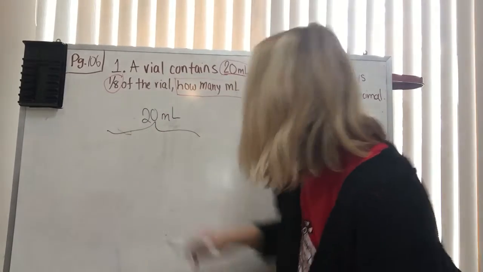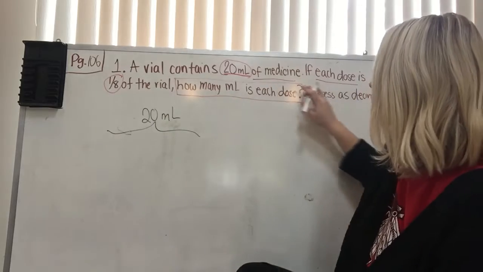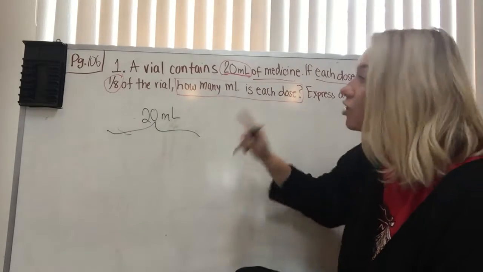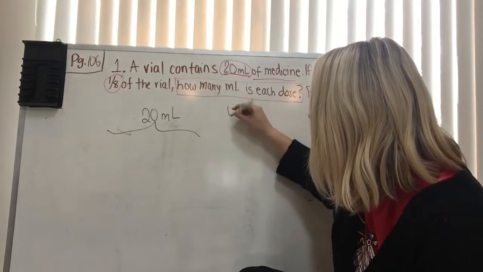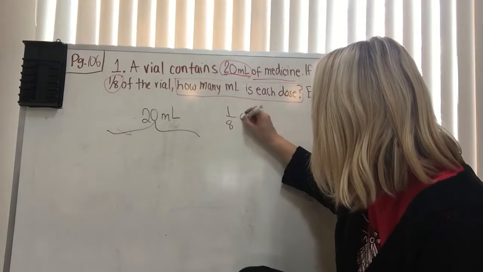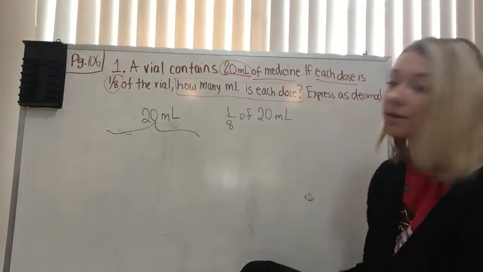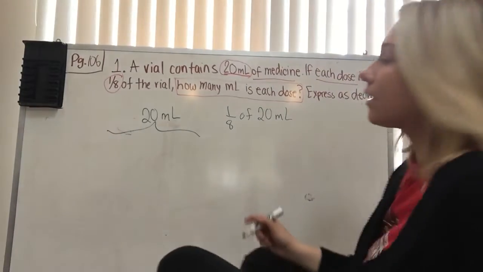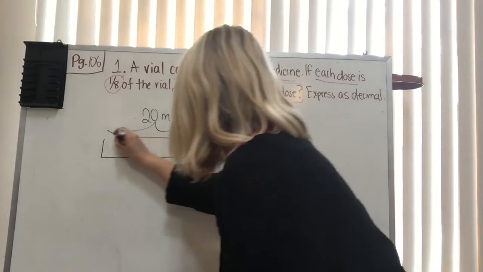We have 20 milliliters, so I'm going to draw a tape diagram. They're saying that it's 20 milliliters of medicine, and each dose is 1/8 of that. So we need to find 1/8 of 20 milliliters.